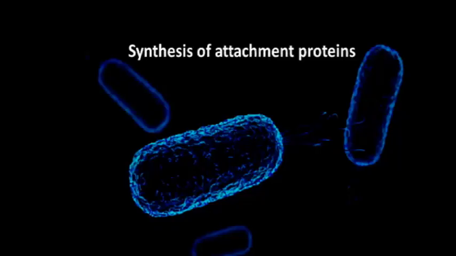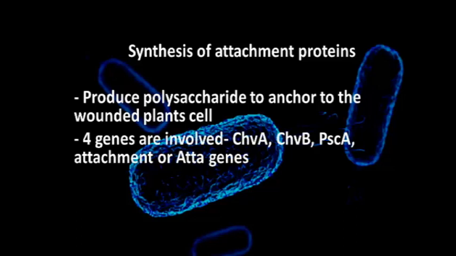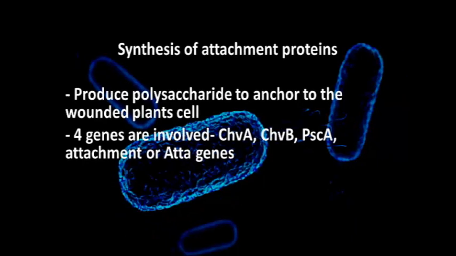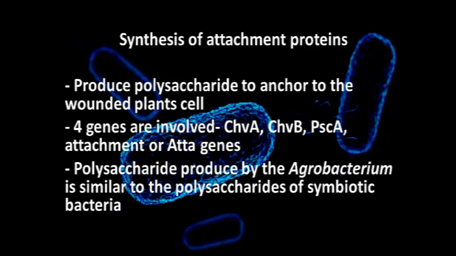Synthesis of attachment proteins. Bacteria synthesize polysaccharides that anchor bacteria to the wounded plant cell. Four main genes are involved. First one, chromosomal virulence A, that is ChvA. Second one, chromosomal virulence B, that is ChvB. Third one, phosphoglucomutase, that is PscA. And fourth one, attachment, Att. The products of the first three genes form the polysaccharide, and after the production of polysaccharide, a calcium-dependent outer membrane protein called rhicadhesin is also produced. It also aids in sticking bacteria to the plant cell wall. The polysaccharide produced by Agrobacterium is similar to the polysaccharide of symbiotic bacteria.